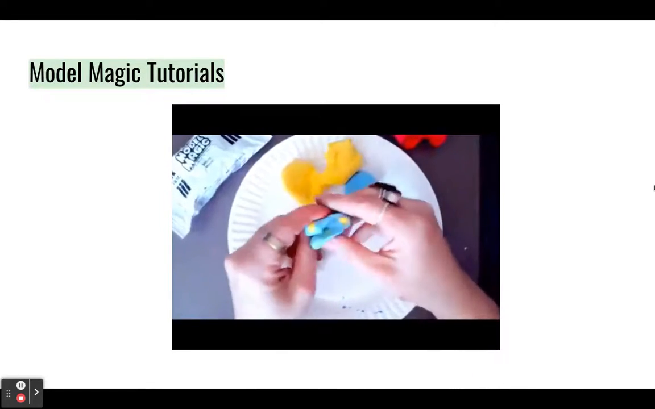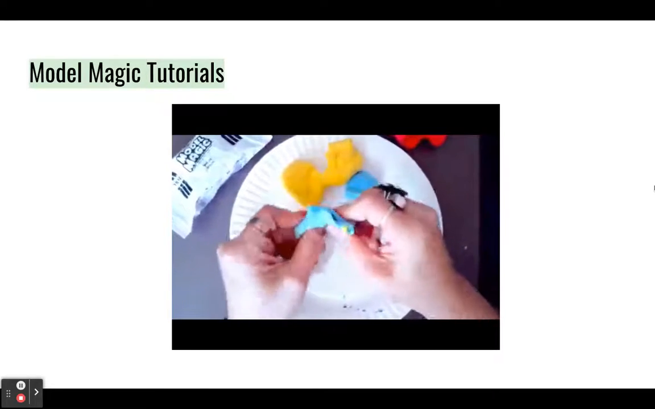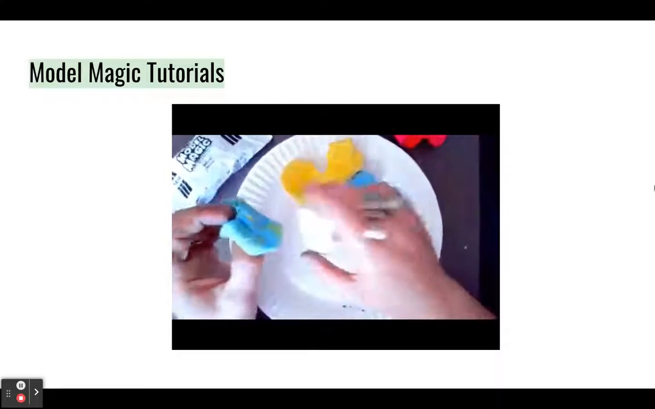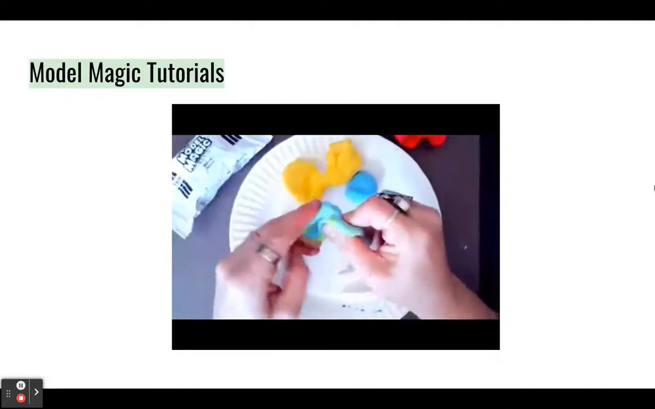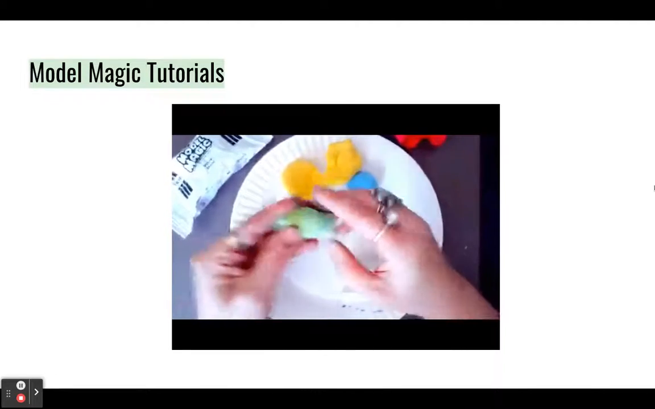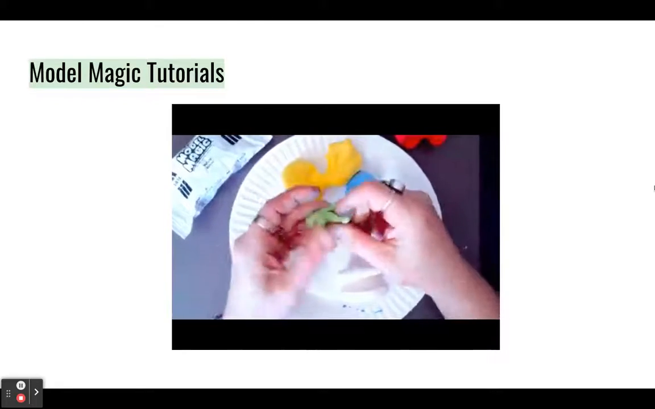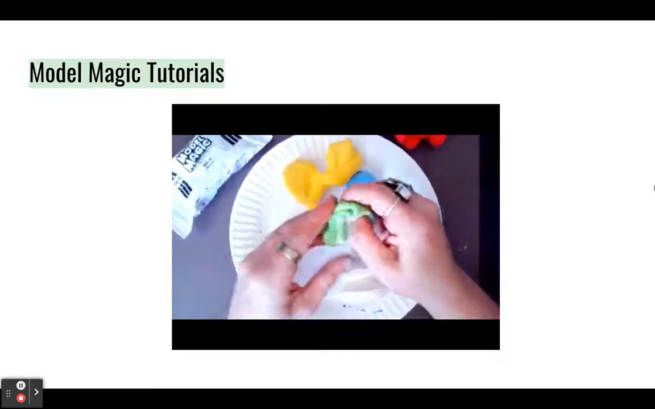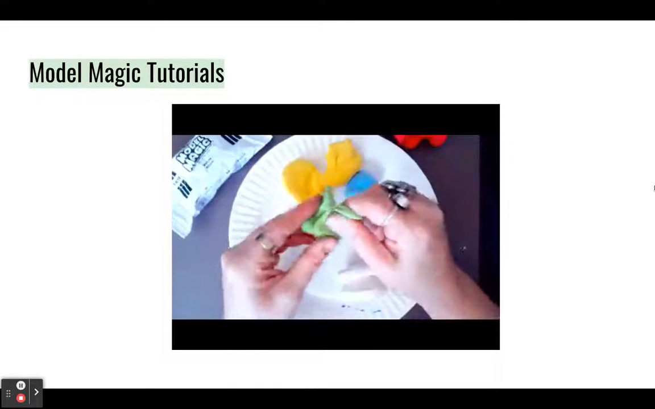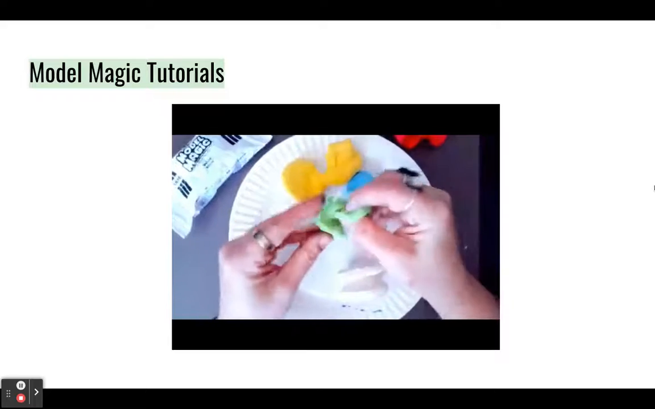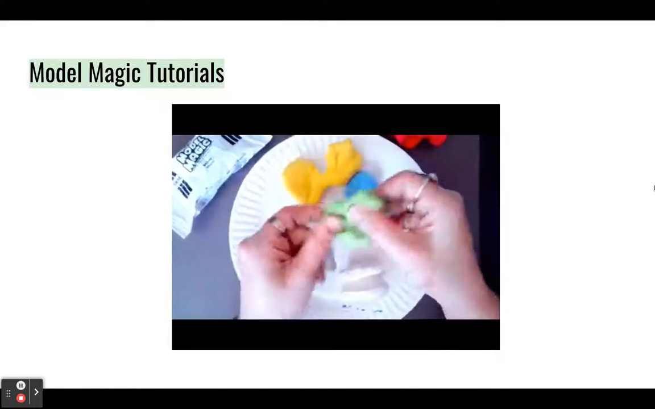Now, if you don't want to mix colors together and you'd rather just use white, then you can mold your white however you want. After you do that, you can let it dry for about 72 hours. And after 72 hours, you can paint it with acrylic paint or tempera paint, or you can even color it with markers or Sharpies. So you don't have to use the colors of Model Magic if you don't want to.